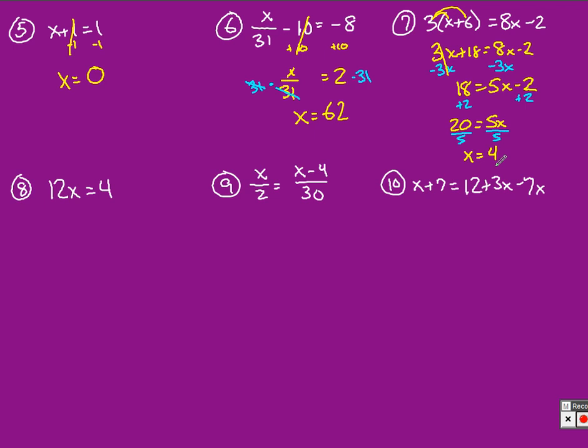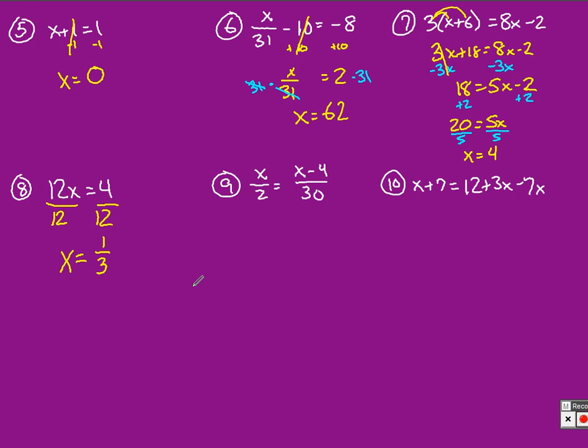Number 12, this one is going to be very commonly missed. Here's why. To get x by itself, we just need to divide by 12. A lot of people will say that 4 divided by 12 is 3. It is not. 4 divided by 12 can't be done, so I will just simplify the fraction, divide both top and bottom by 4 to get 1 over 3.